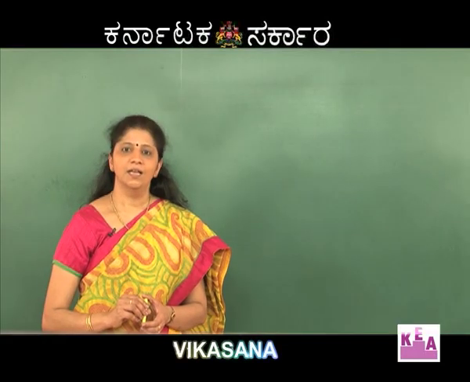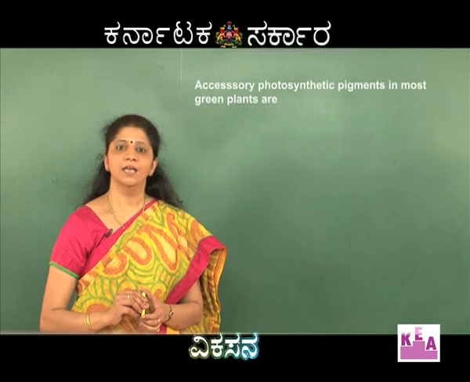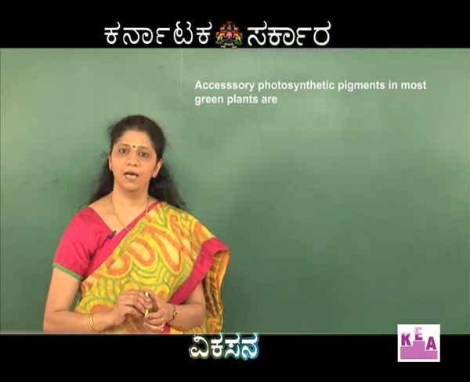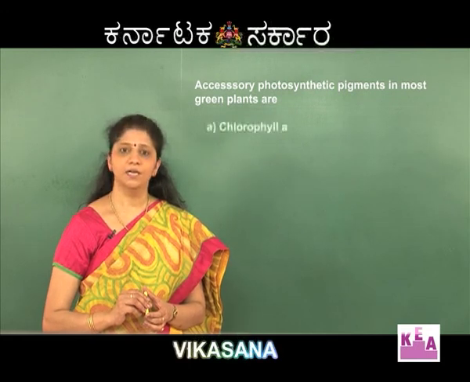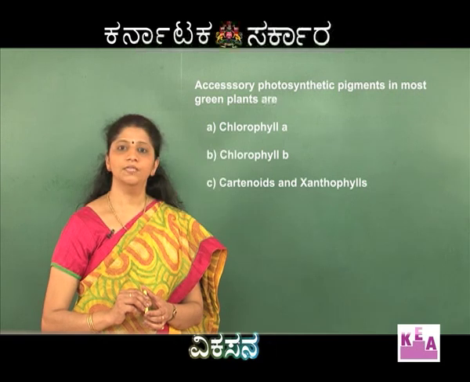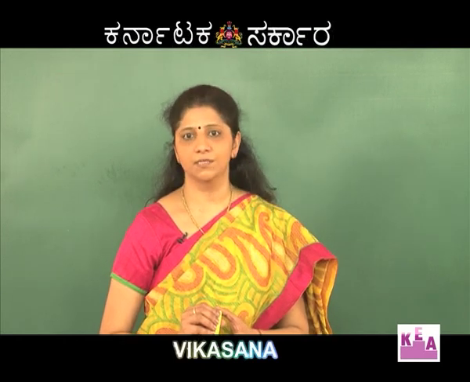Dear students, let us discuss the next question. The next question is, accessory photosynthetic pigments in most green plants are: option A, chlorophyll A, B; option B, chlorophyll B, C; option C, carotenoids and xanthophylls; option D, both B and C. Now let us discuss what is meant by accessory photosynthetic pigments.